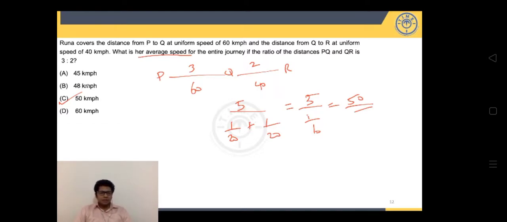Total distance by total time, 3:2 is the ratio, so we can just say 3 and 2. So 3 plus 2 divided by 3 upon 60 plus 2 upon 40, which will give me 50 kilometers per hour.